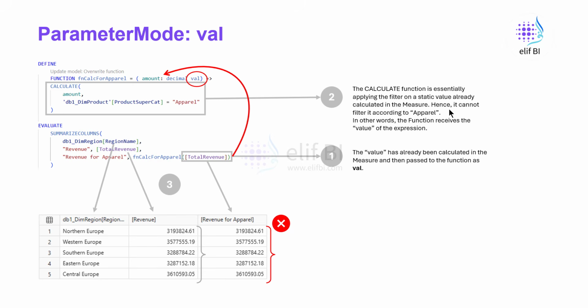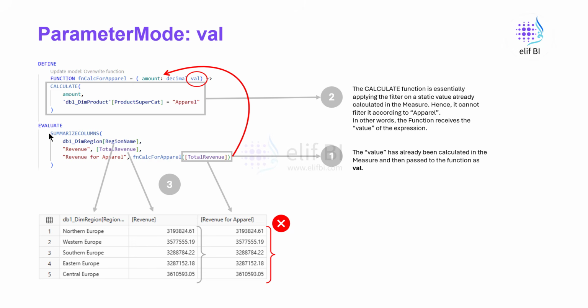in the measure. Hence, it cannot filter it according to the apparel. In other words, the function receives the value of the expression. That's why it's called value. Let's put it like that. It tries to put the filter context. It doesn't work. And then the value remains the same.